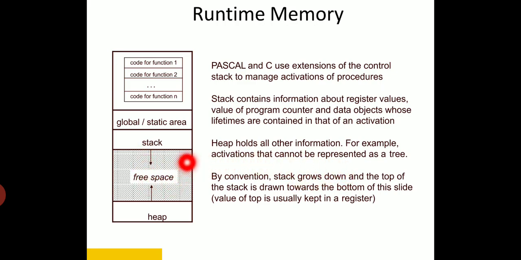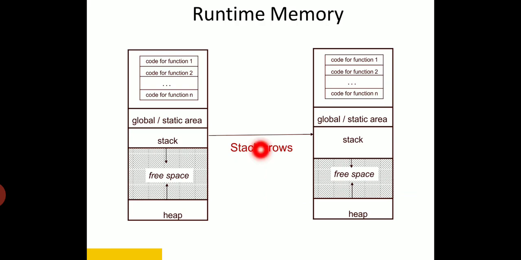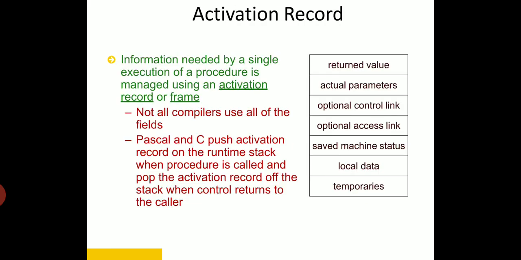Here from this picture we can see that in between the stack and heap there is free space. This is the lower part of the memory address, and this is the higher part of the memory address, the bottom part, the highest part. The stack grows downwards from the low to the high, so the heap grows upwards. That means when the stack grows, the free space will become less. That is shown in this slide. The stack grew, so free space became less.